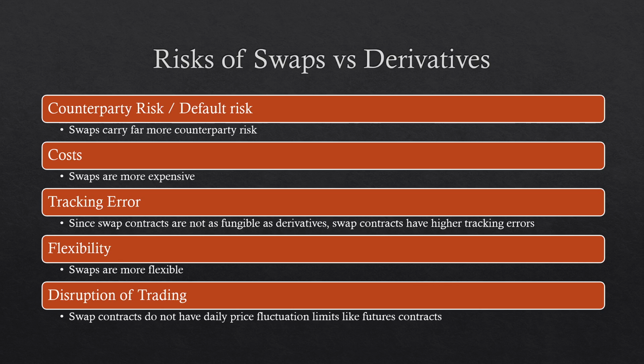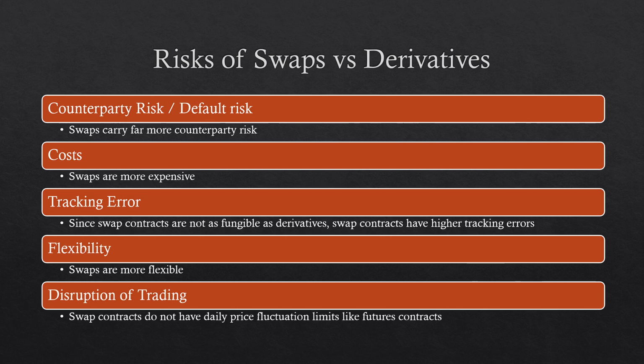So you have the counterparty risk or default risk. So swaps tend to carry far more counterparty risk because there is the risk that the person that you swapped the contract with isn't able to fulfill that obligation. Whereas with a derivative, it is a bit more liquid. It can be bought and sold on the market.